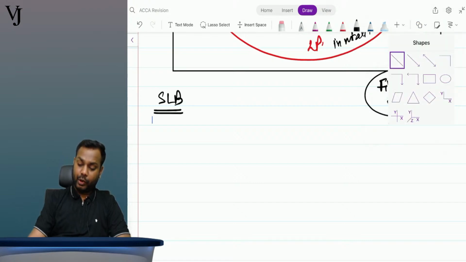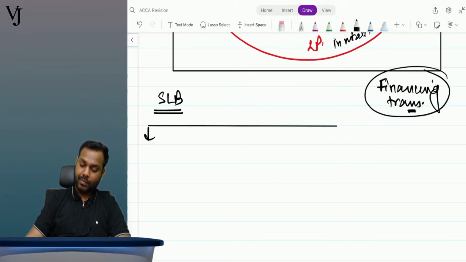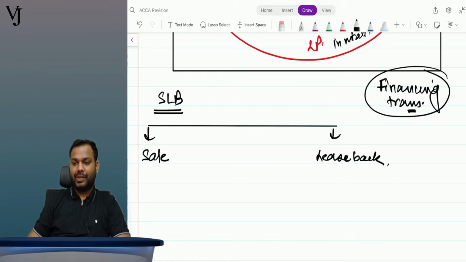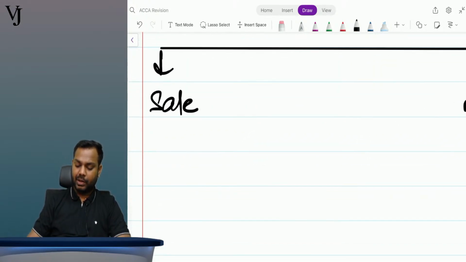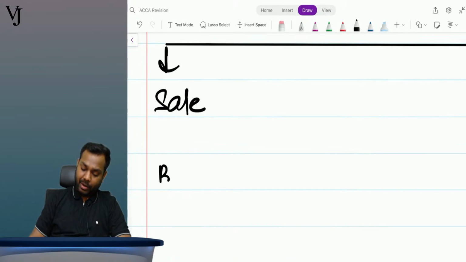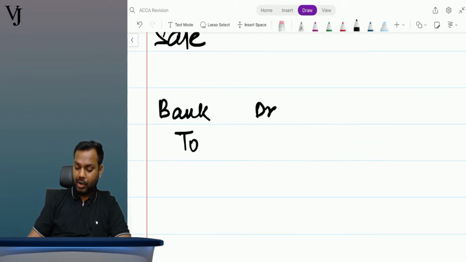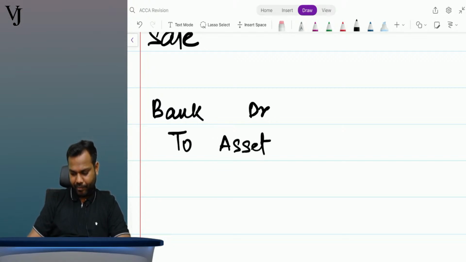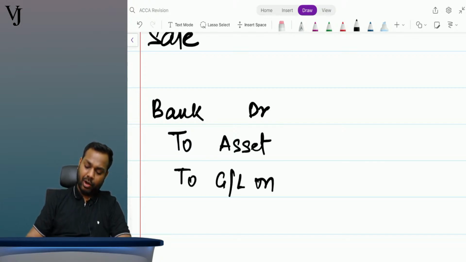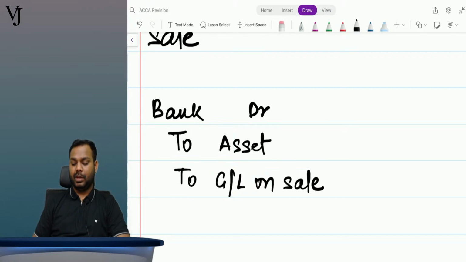Sale and leaseback has two aspects: one is sale and one is leaseback. Sale means what? The entry is what? Bank account debit to... sorry, not to. Bank account debit to asset, to gain or loss on sale.